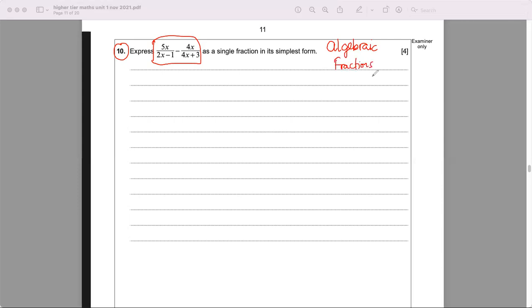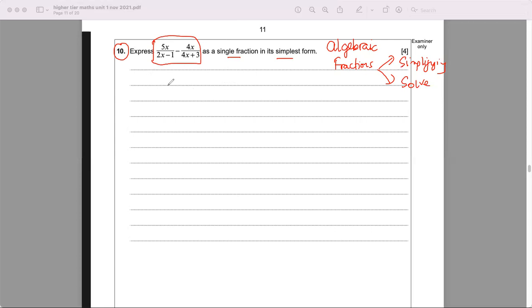There are two types of questions in the exam. Sometimes they only ask you to simplify, like as a single fraction in the simplest form. And sometimes they ask you to solve as well, where they give you that equal to something and then you've got to solve it. So it's only slightly harder, and it's not massively harder.